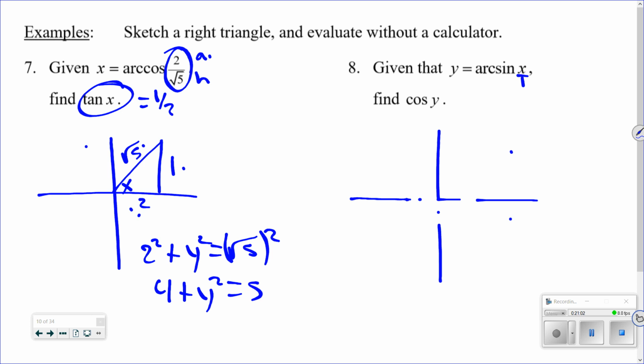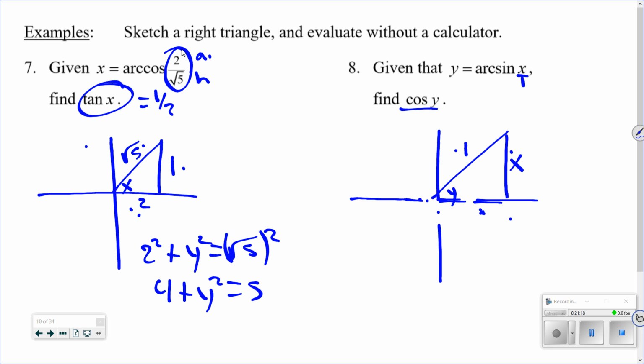So I'm going to draw a triangle. So here's my triangle. X is the opposite side, 1 is the hypotenuse. And this is my angle right here, my angle y. I need to find the cosine of y, I need adjacent over hypotenuse. I need to figure out what this side is equal to right there.